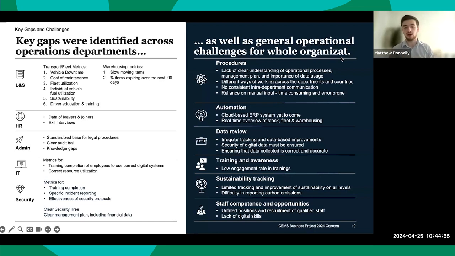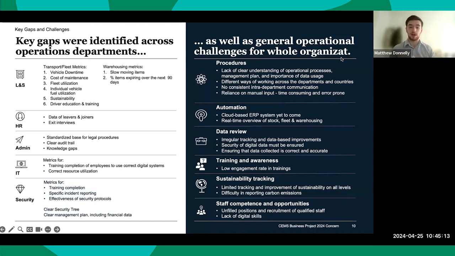As well as this, there is reliance on manual input throughout the organization, which is time consuming and error prone. Which brings us on to our next point in terms of automation. We are aware that there is a cloud-based ERP system that is still yet to come, which should automate a lot of the processes. However, we cannot fully rely on that.